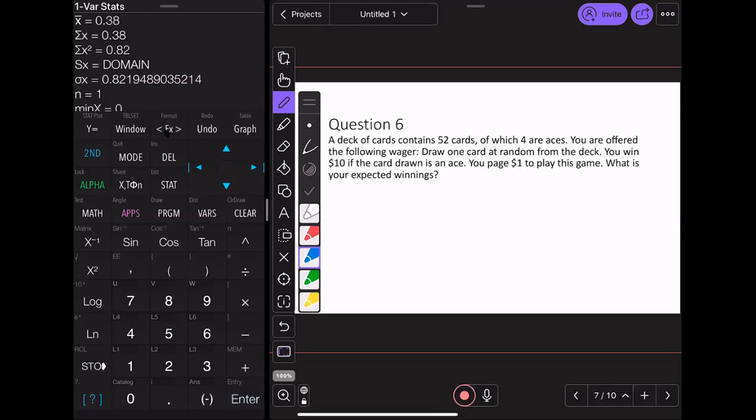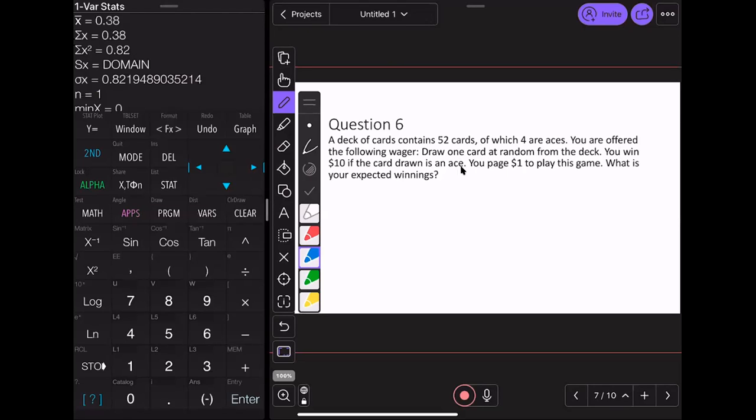All right, so let's look at question 6. It says a deck of cards contains 52 cards, 4 of which are aces. You're offered the following wager. If you draw 1 card, you'll win $10 if the card drawn is an ace, and you're going to pay $1 to play this game. What are your expected winnings?